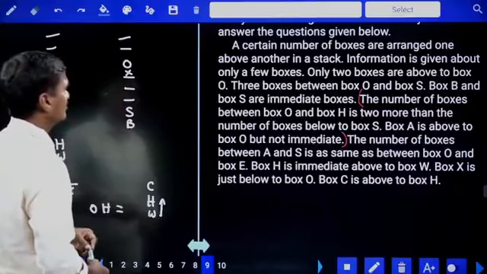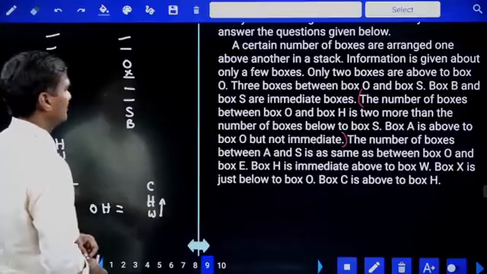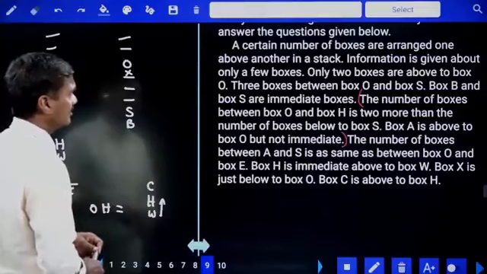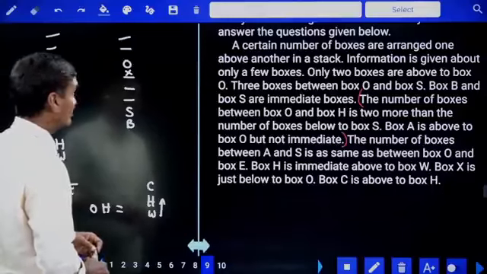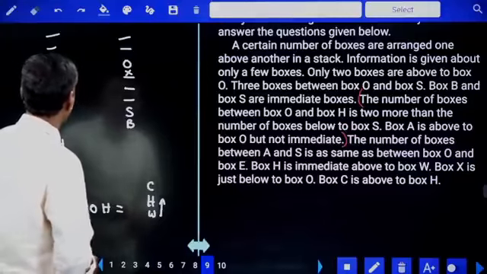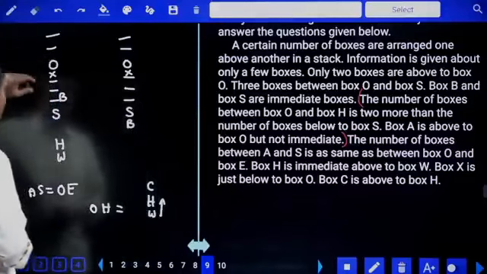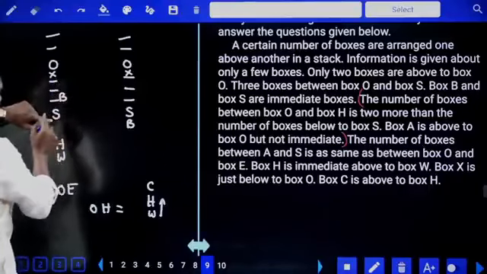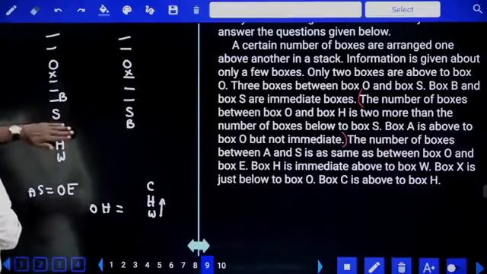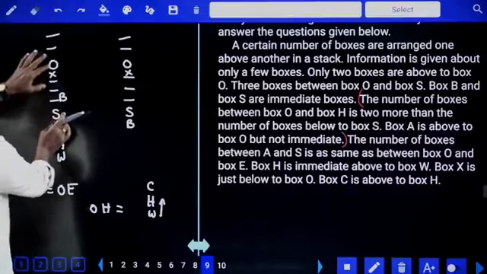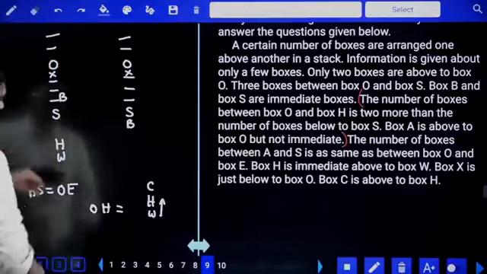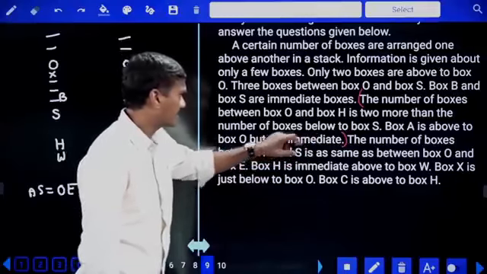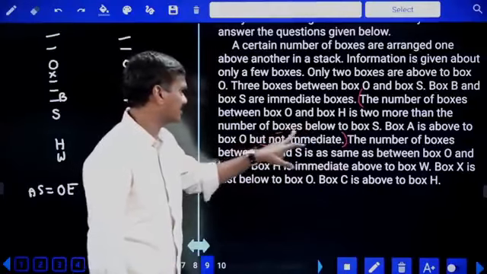2 boxes are above O, 3 boxes between O and S. B and S are immediate neighbors. And next, the boxes between O and H is more than the number of boxes below S. How many should be between O and H? Between O and H, 1, 2, 3, 4. Minimum 4 is okay. Let's assume there is nothing between S and H. If S is here, now there are 4 boxes between O and H. And the number of boxes is 2 more than the number of boxes below S.